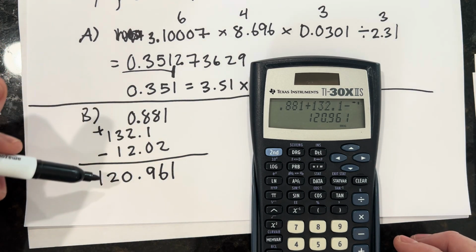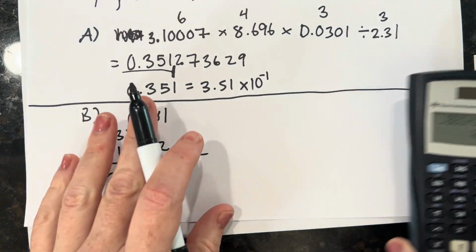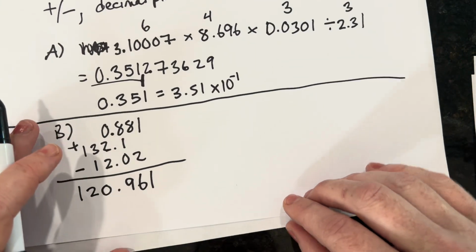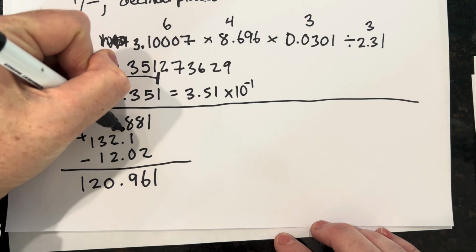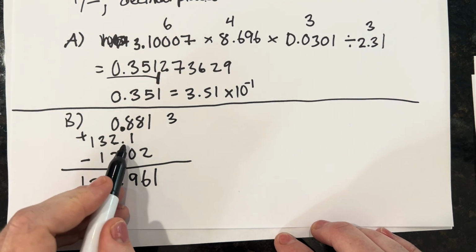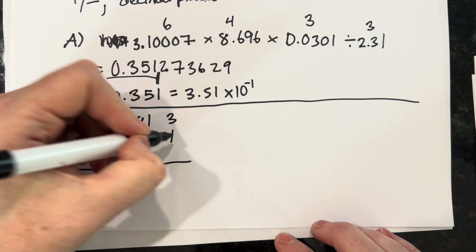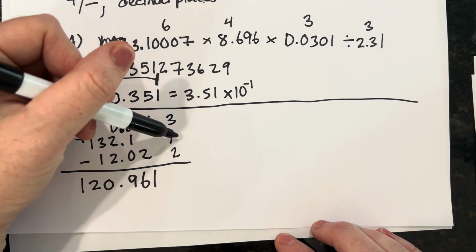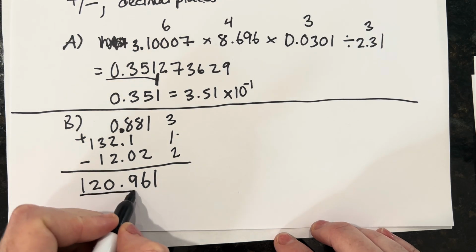But we added or subtracted. So when we add or subtract, we're looking at the number of decimal places. By decimal places, we mean the numbers that come after the decimal. So this has 1, 2, 3 numbers that come after its decimal. This has just 1 number that comes after its decimal, and this one has 2 numbers. So what's smaller, 3, 1, or 2? Hopefully you agree 1. That's why our answer should be 1 decimal.